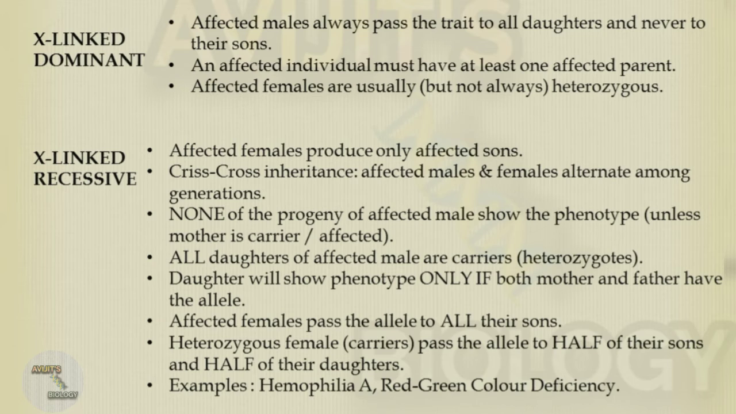Affected females pass the allele to all their sons because the sons only get the X chromosome from their mother. So if a mother is affected, then the son will obviously be affected. Heterozygous females pass the allele to half of their sons and half of their daughters. These are the characteristics of X-linked recessive inheritance, and these are examples of X-linked recessive inheritance.